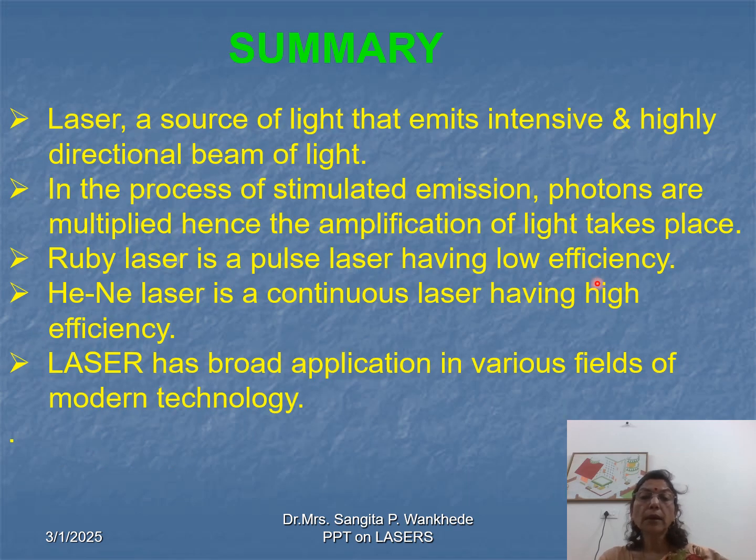So finally I will summarize what we discussed today. What is a laser? A laser is a source of light that emits an intense and highly directional beam of light. In the process of stimulated emission, photons are multiplied, hence amplification of light takes place. The ruby laser is a pulse laser having low efficiency, and the helium neon laser is a continuous wave mode laser having high efficiency, and laser has broad applications in various fields of modern technology.